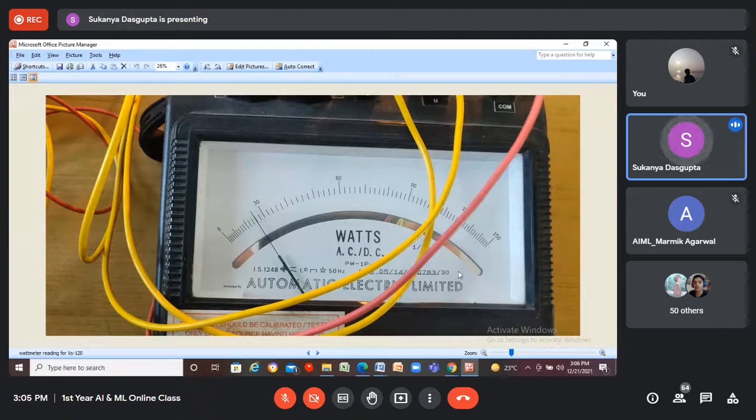So we need to go for multiplying factor. That means if you multiply the value measured on this wattmeter with the multiplying factor, you will get the actual wattage based on the voltage and current values sent to the current coil and voltage coil.